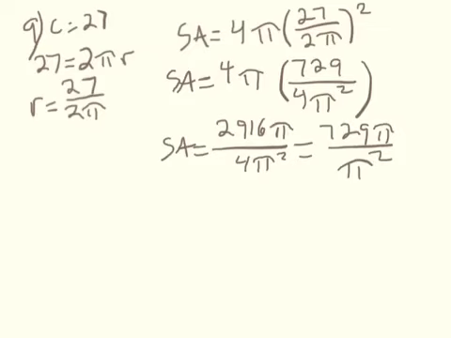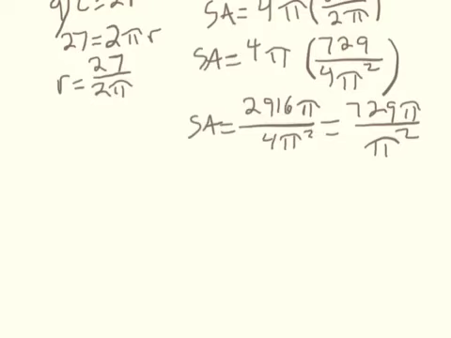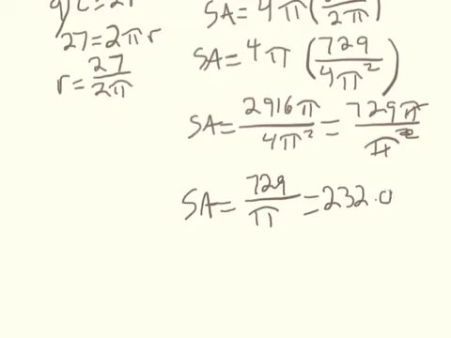From there we can get rid of the pi on top, and so surface area is equal to 729 over pi. Those would cancel out to be just 1. And if you plug that into a calculator, you have 232.04. Directions say to the nearest whole number, so the surface area would be equal to 232 inches squared.